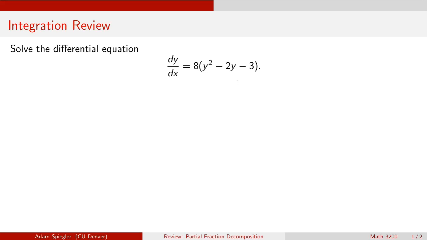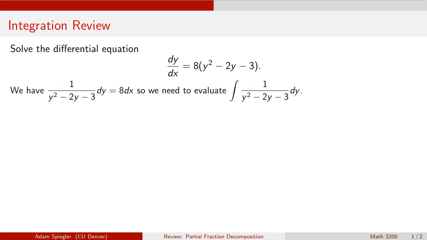Let's say we want to solve the following differential equation: dy/dx is 8 times the quantity y squared minus 2y minus 3. This is a separable differential equation. If we want to solve this, we could divide both sides, for example, by y squared minus 2y minus 3. And at this stage, our terms have been separated. And so then we would integrate both sides.